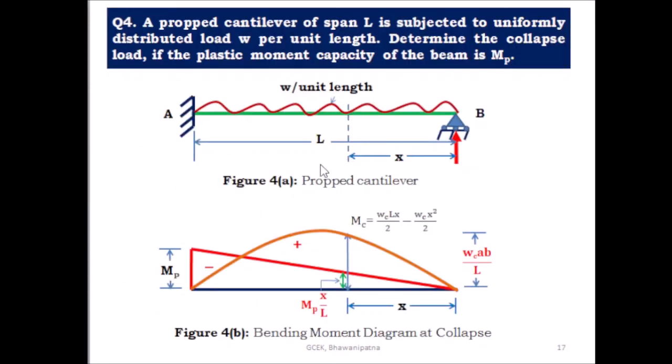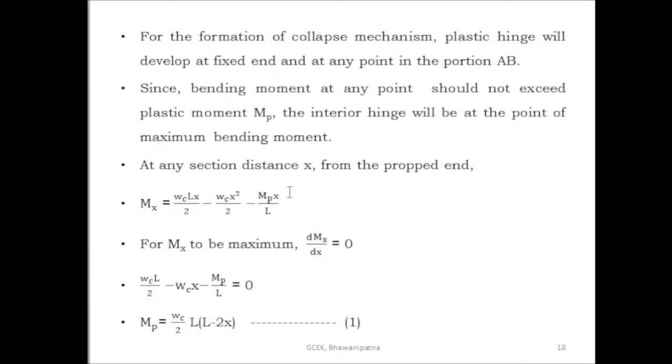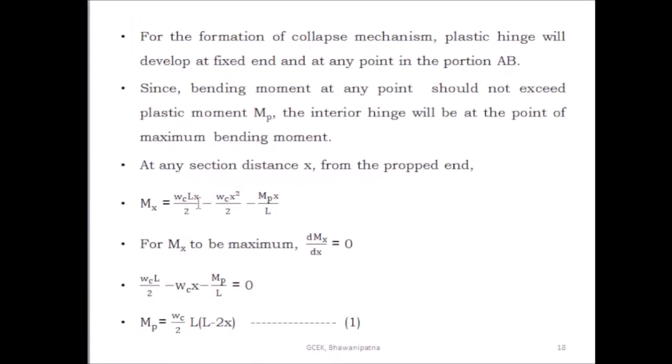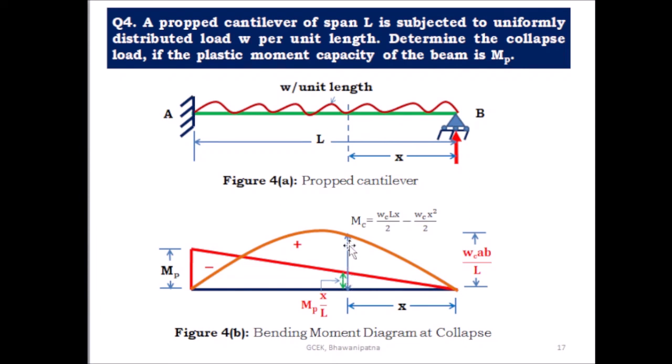Let us take a section at a distance x from the propped end. Find out what is the bending moment at this section. At any section distance x from the propped end, the moment Mx is equal to WcLx/2 minus Wcx²/2 minus Mp into x by L. Here, from this, the moment Mc is equal to WcLx/2 minus Wcx²/2.